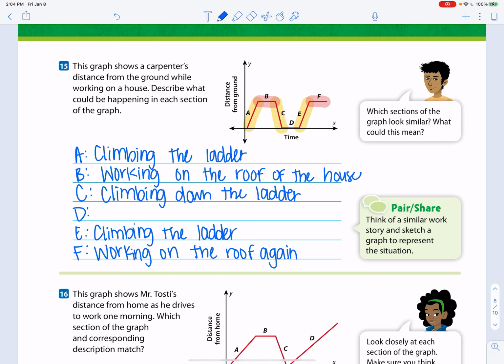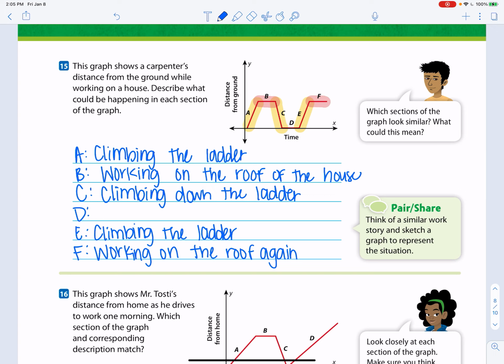The only thing that's left is D. And again, just because this is what I see doesn't mean it's exactly what you see. So your answers could be slightly different than mine, and that's fine. As long as they match up with your qualitative graph, you're good. All right, D.